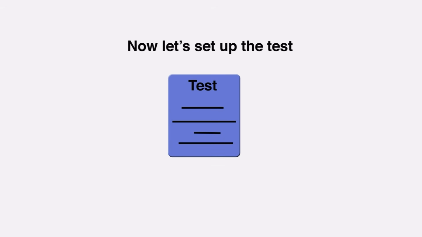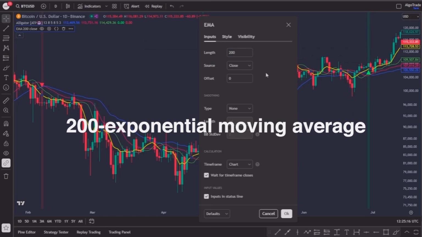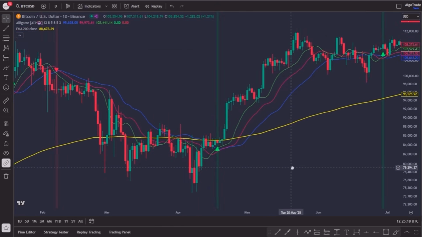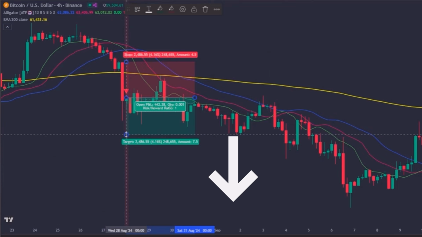Now let's set up the test. As always, we are going to use the 200 exponential moving average as a baseline to filter trades. Longs only above the EMA and shorts only below.